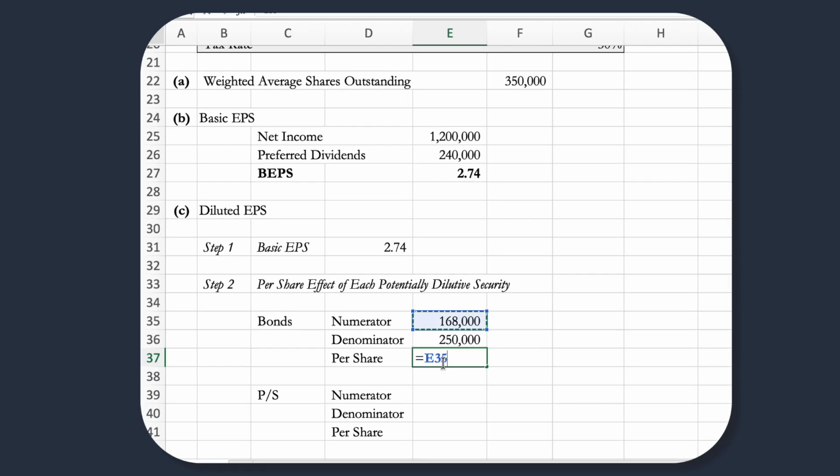If I take the numerator and divide it by the denominator, then I get the per share effect of 0.67, and I just need to compare that to my 2.74 basic earnings per share. So I'm going to put that right here and show that this is in fact less than 2.74, which means that these potentially dilutive securities are in fact dilutive and should move on to the next step, where I add them into my basic earnings per share calculation in order to determine how low it could go.